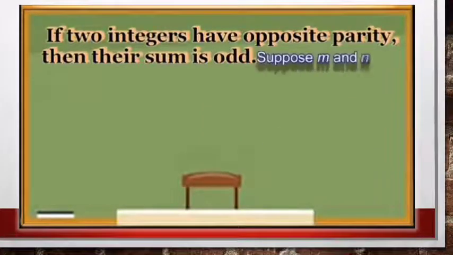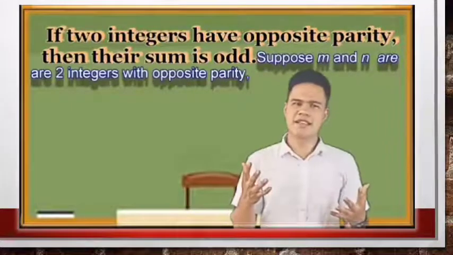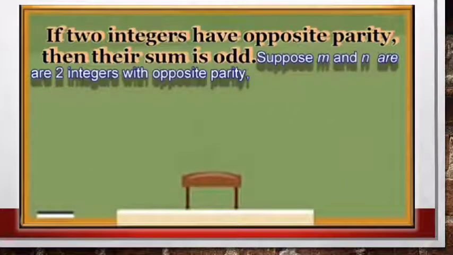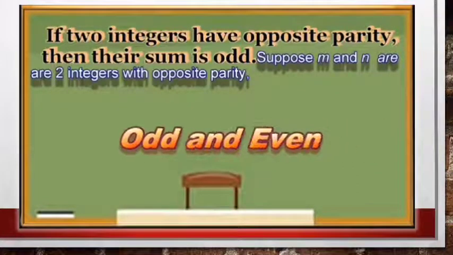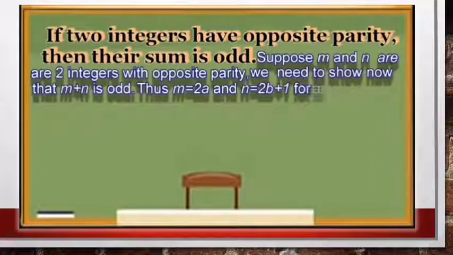Suppose M and N are two integers with opposite parity. This is, yes, direct reasoning. So the opposite parity refers to odd and even. We need to show now that M plus N is odd. Thus M equals 2A and N equals 2B plus 1.